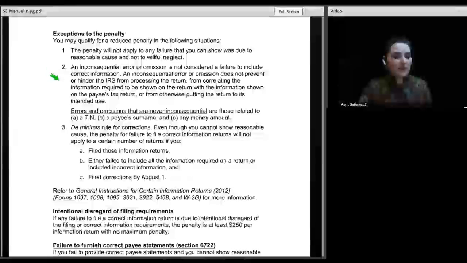IRS says also if the failure is due to an inconsequential error or omission, you're probably going to be okay. However, errors and omissions that the IRS says are never inconsequential are those that relate to the taxpayer identification number reported on the form, the last name of the payee shown on the form, or any money amount that should have been reported on the form. In other words, those three things need to be correct, even if you had the address wrong or other information wrong. Those three things have to be correct.